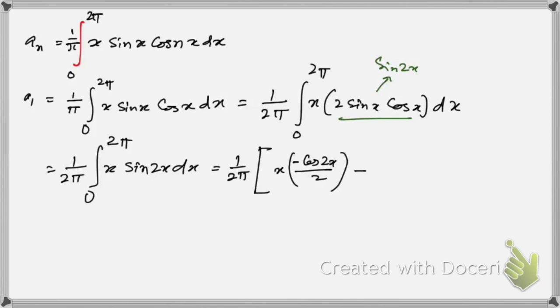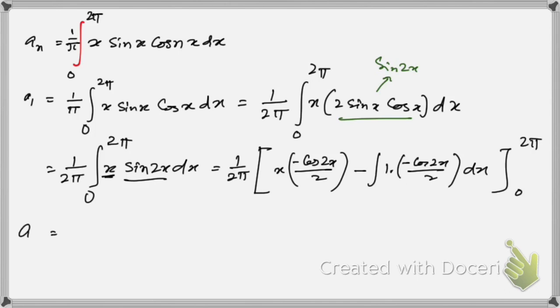Okay, so minus again the integration of the derivative of the first function, that is x, that's going to be 1, then the integration of the second function, integration of sine twice x, that's going to be minus cos twice x by 2, dx, right? So this is what we're going to get. So we are integrating from 0 to 2 pi, then you have to integrate this term again. So then what you will get, this is a1, right?